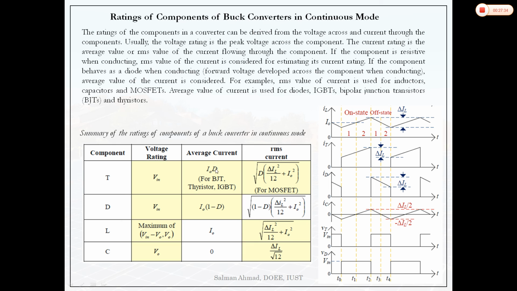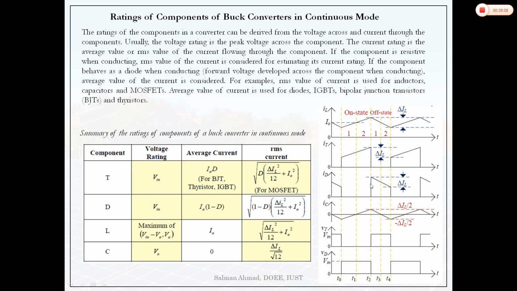Now for the averages, if we are using the control switch as BJT, thyristor or IGBT, then we have to take the average current. You can see the average current here. The average is I naught from here to here, then it is 0. So D times Ts times I naught plus 1 minus D times Ts times 0, divided by Ts. Ts gets cancelled, so we get D times I naught. This is the average current through the MOSFET, through the switching device.